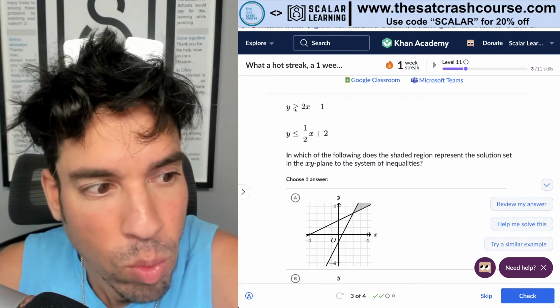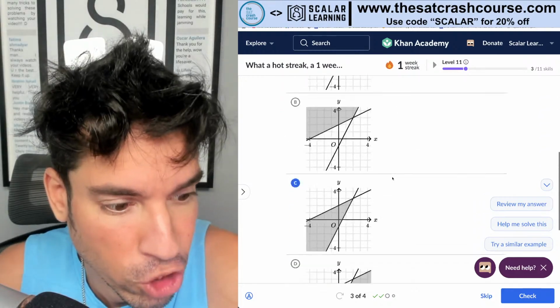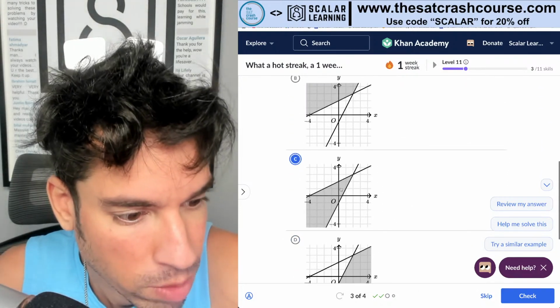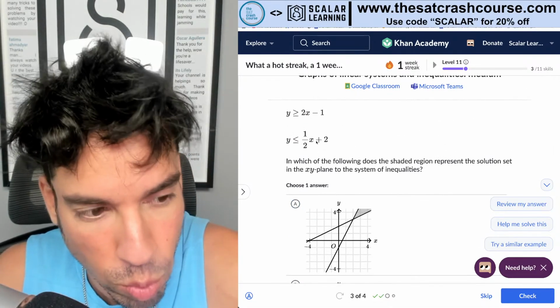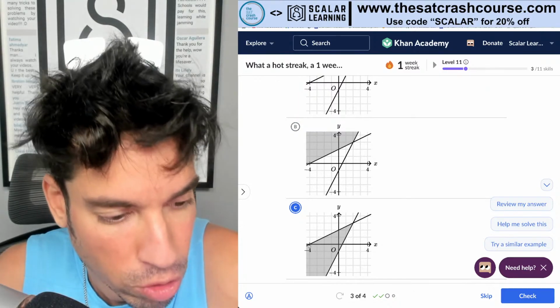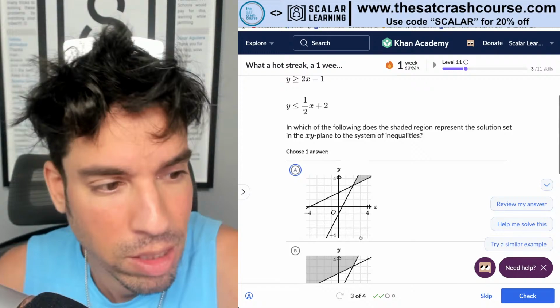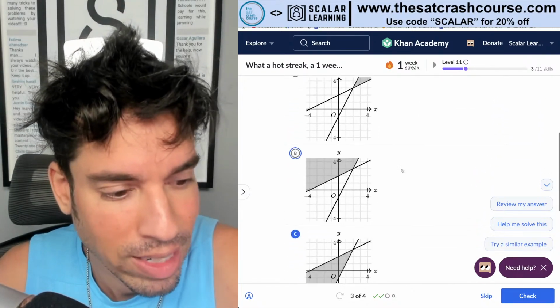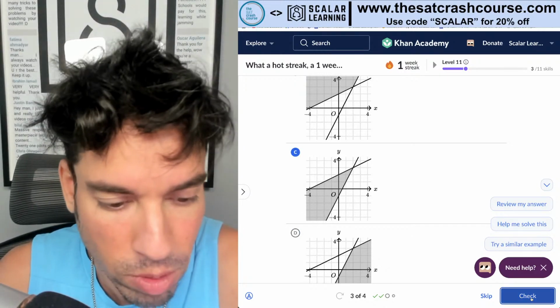When they say y is greater than or equal to 2x minus 1, the line should be 2x minus 1 and should be shaded above. This is 2x minus 1, and it is shaded above. And this one is y is less than or equal to 1/2 x plus 2, so we need 1/2 x plus 2, this line, shaded below. So you see it's shaded below this line and above this line. Both lines are solid because it said greater than or equal to and less than or equal to, versus less than and just greater than, etc.